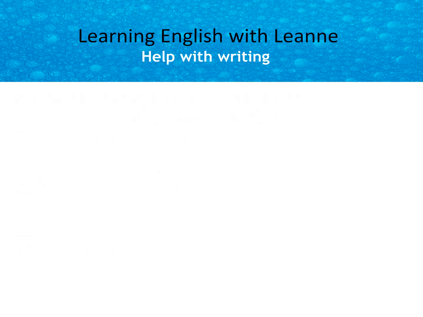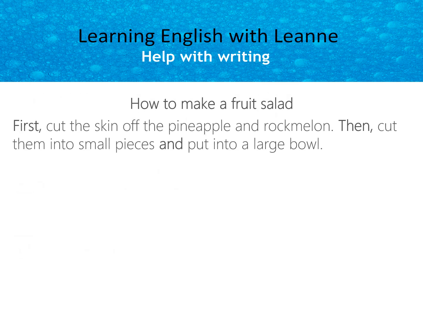Here's another example with some more language for how to make a fruit salad. So in this example we have used sequence words and. We started with first for my first step, then for what comes next, and we used and to join 2 actions. Cut them into small pieces, action 1, and put into a large bowl, action 2.